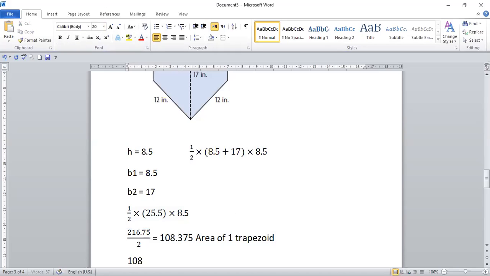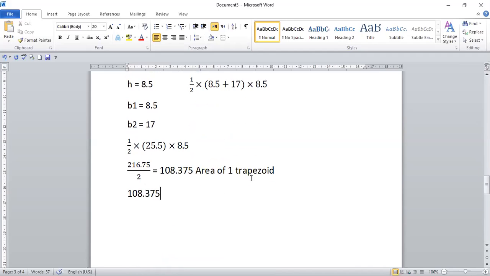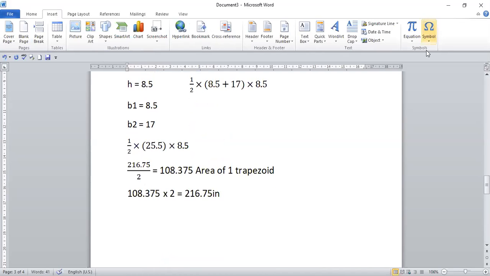108.375. Why are we multiplying by 2? Because we have two trapezoids. We only found out the area of one. Area of one was 108.375. So to find both, we will either add it again or multiply that by 2. Once you multiply 108.375 by 2, you will get 216.75, and the answer should be in square inches. Okay, so this is going to be the answer.